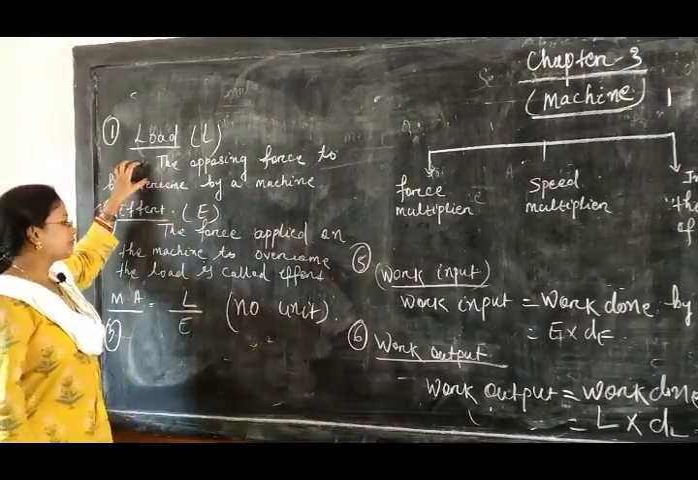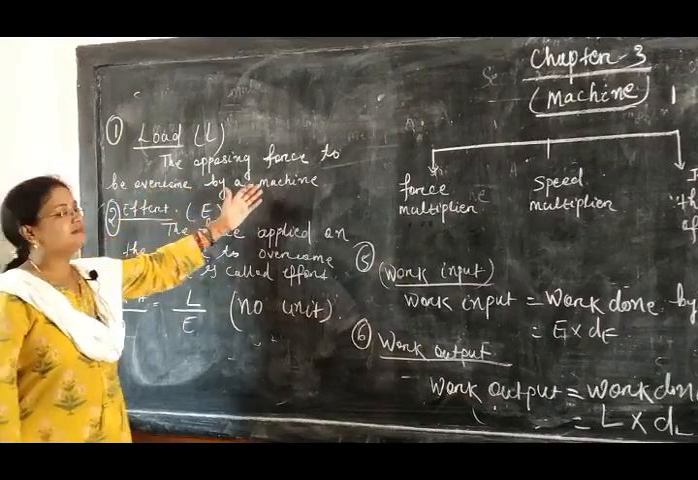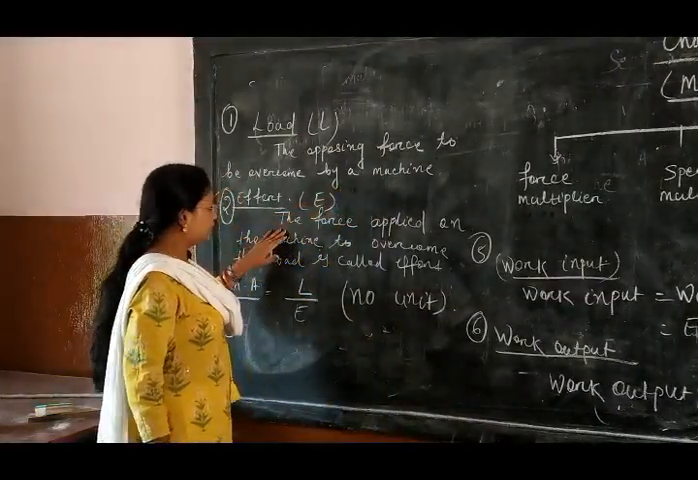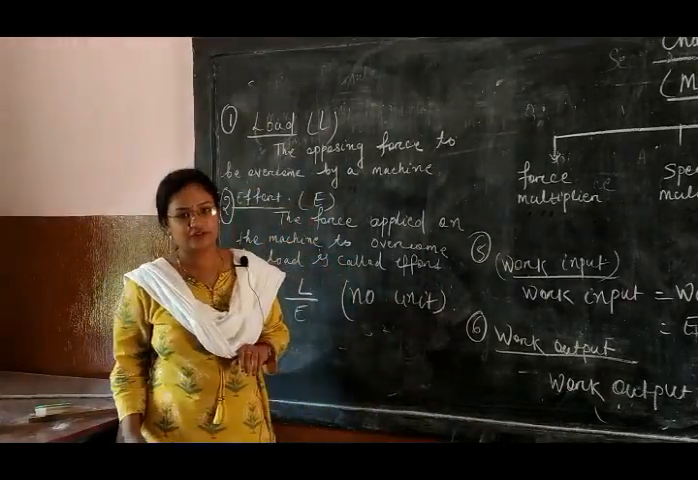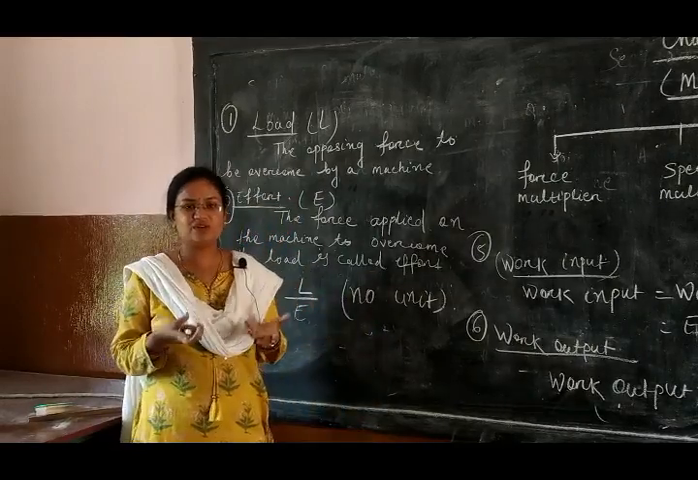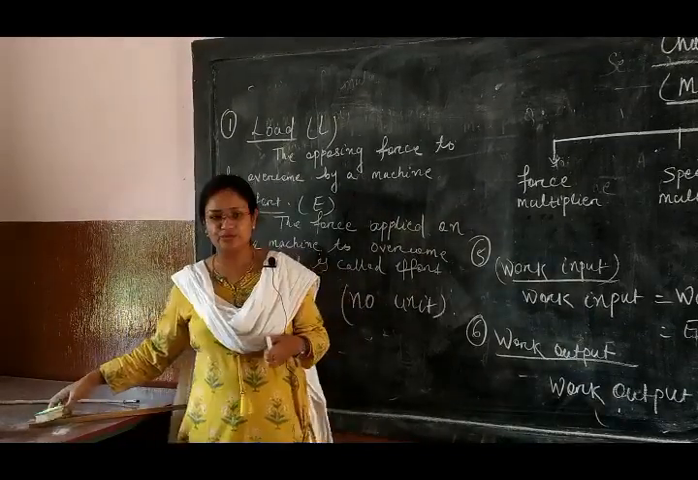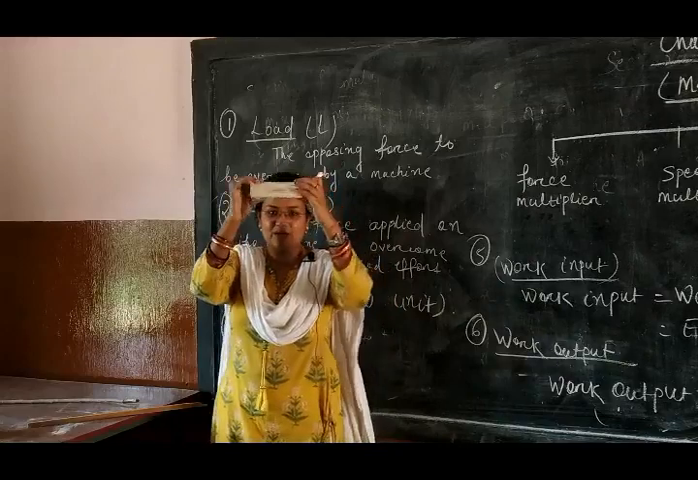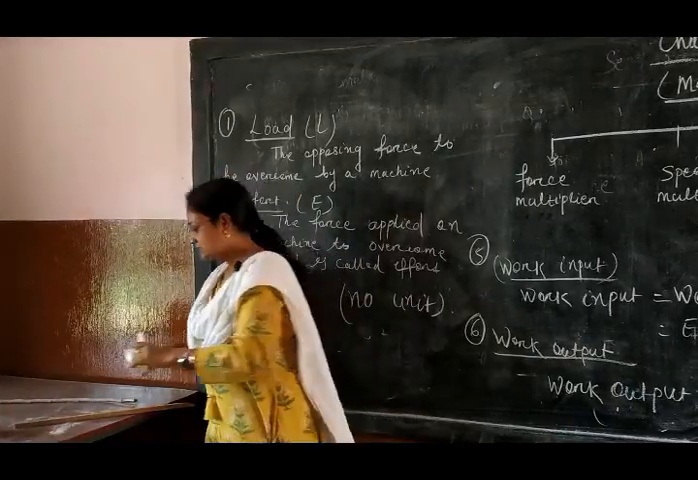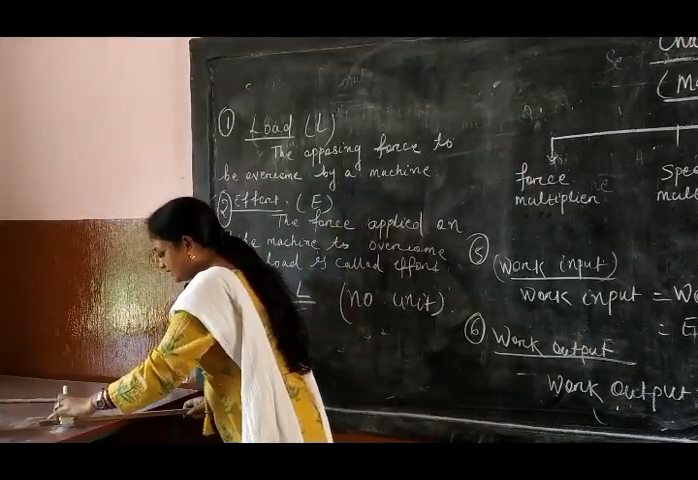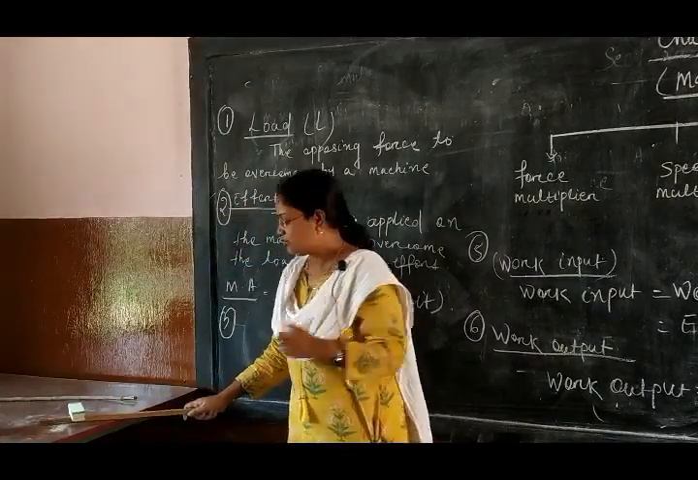One is load, and the other is effort. What is load? The opposing force to be overcome by a machine is the load, and the force applied on the machine to overcome the load is called effort. That means the force you give to lift a load is the effort. For example, suppose I want to lift this heavy load. Suppose this duster is of heavy weight. I want to lift this duster. Suppose this is a stick. With this stick, I want to lift this load.